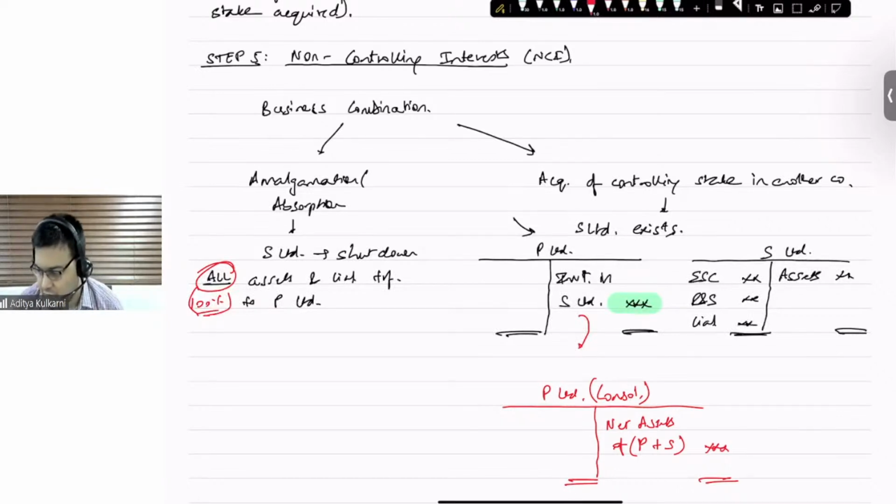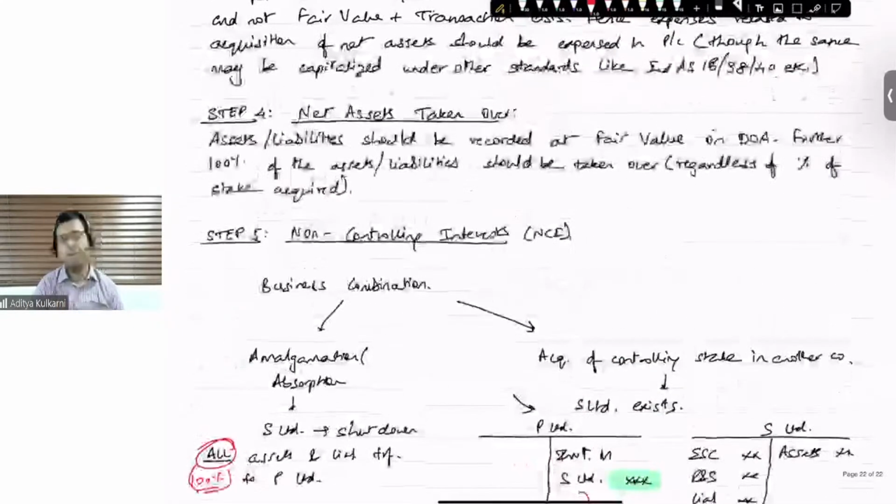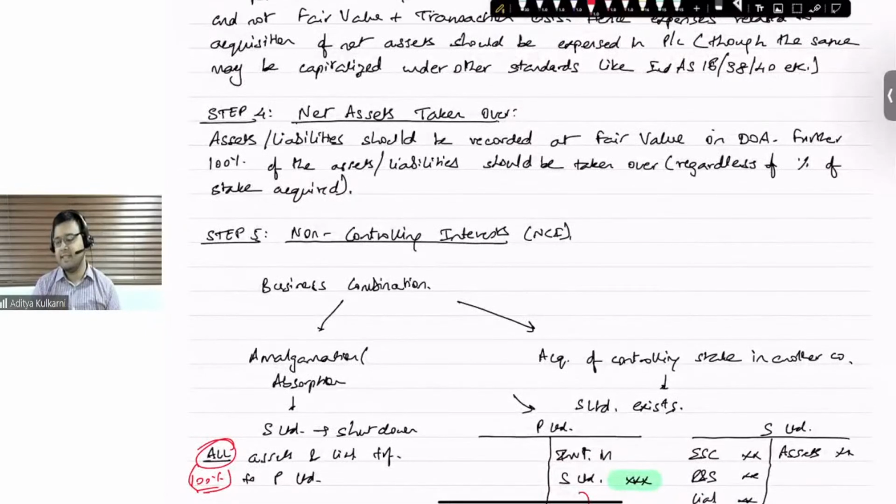100% control. So everybody is saying, Kaushiki, Aniket Jain, Srishti, everybody is saying they will be exercising control over 100% of the net assets. And that is why in step number 4, all the assets should be taken over, entire 100%, regardless of what is the stake that you are acquiring.